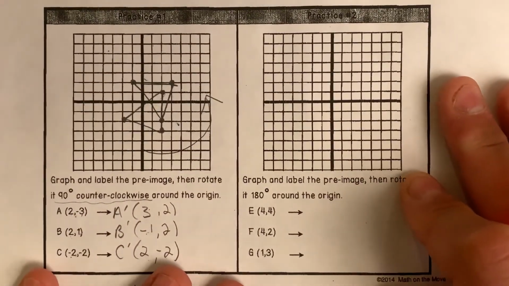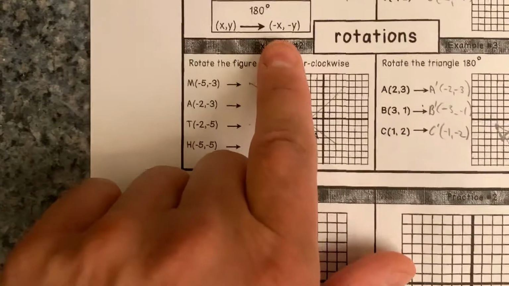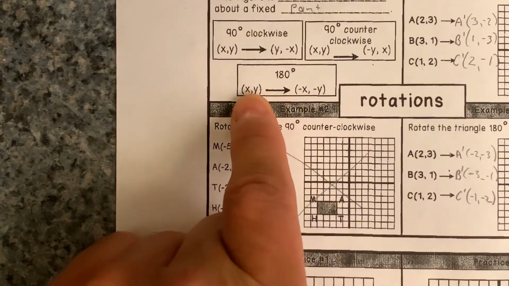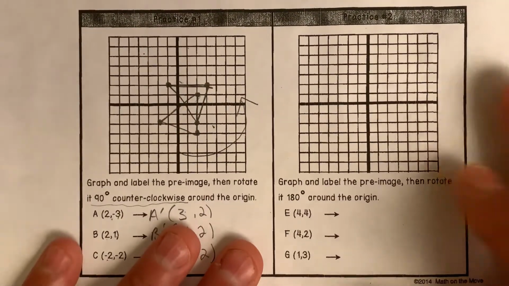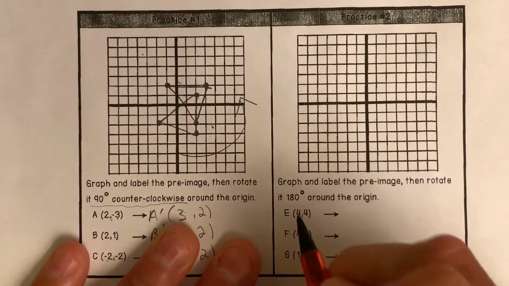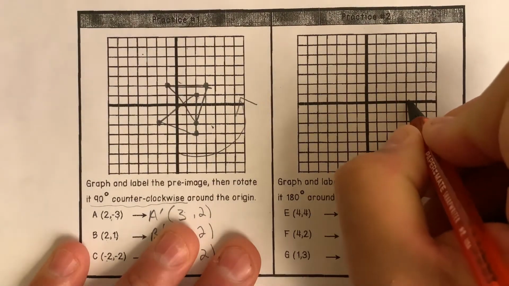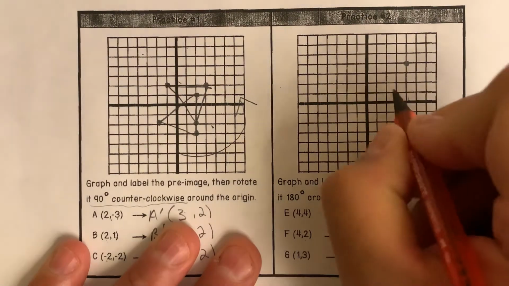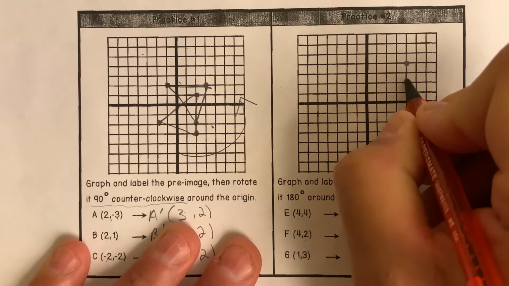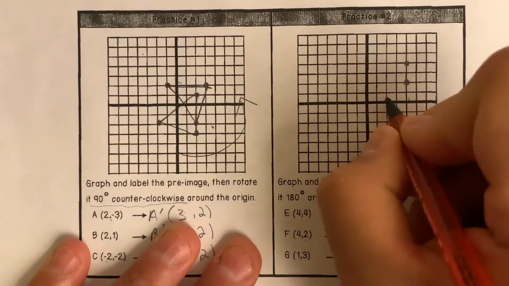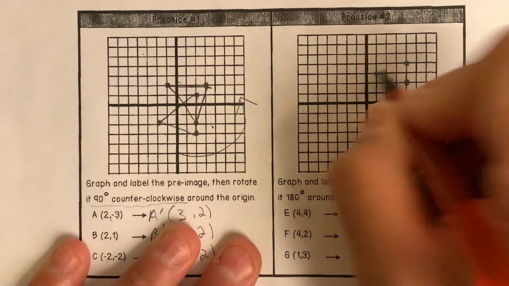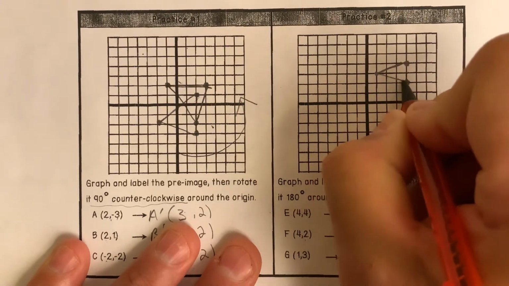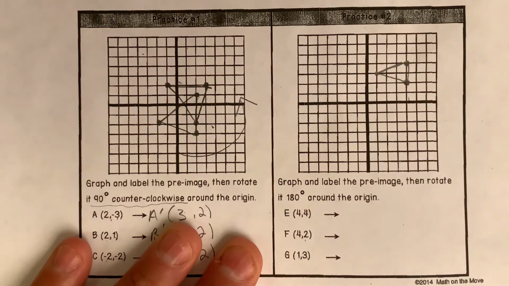Let's do one more. This is a 180-degree one. So a reminder for the 180 degrees, we're going to be leaving them where they are, but multiplying them both by -1. So let's get the original one in there first. So it's 4, 4, 4, 2, and then 1, 3. Tiny little triangle here. There we go. Now we're going to rotate 180 degrees.